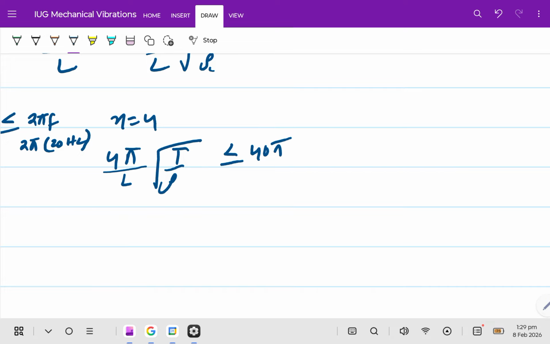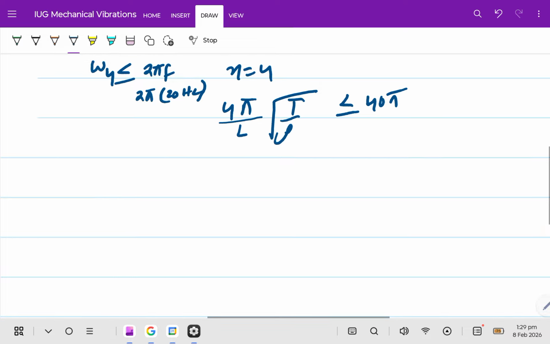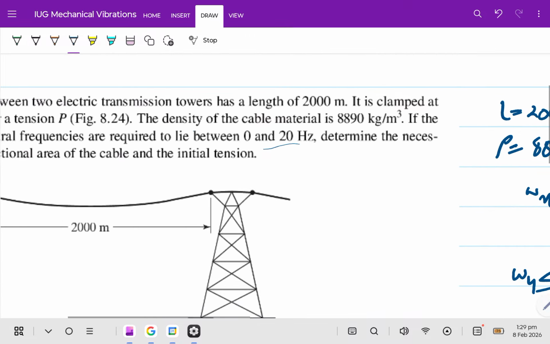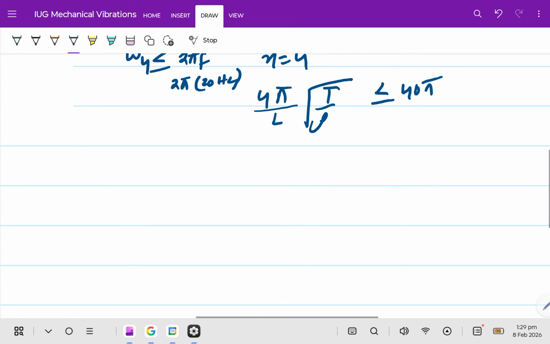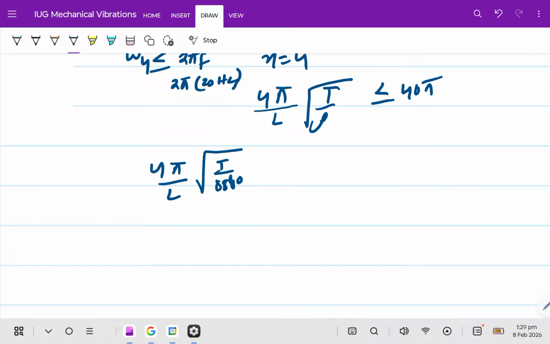Okay. So now we can solve it for, what it says, determine the necessary cross-sectional area of the cable and the initial tension. So let's solve it for the initial tension. It will be 4 pi by L under root of T over the density, let's keep the density the same at the moment, and it should be less than or equal to 40 pi.